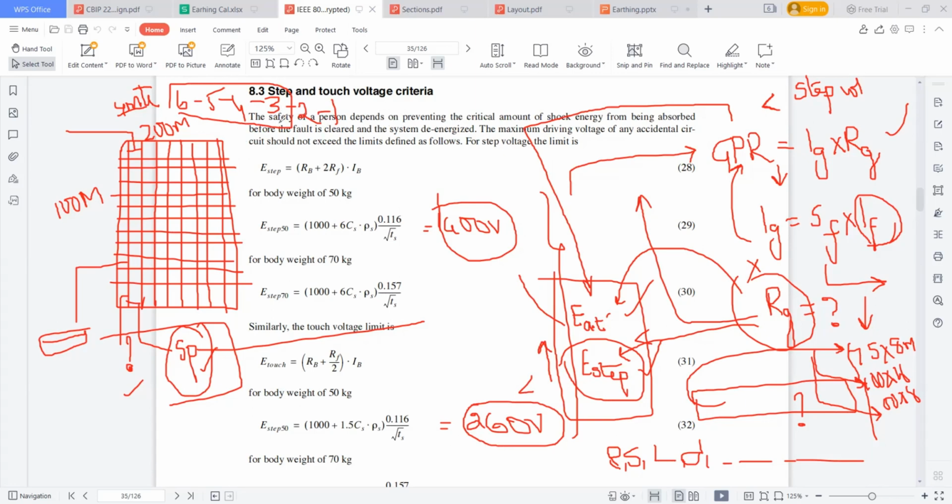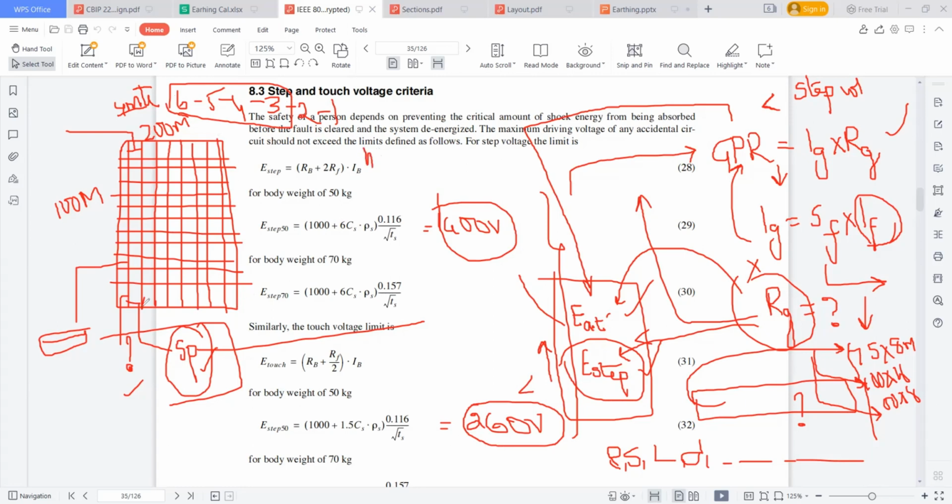That is again one more thing. So you have to meet both conditions: the touch voltage and the step voltage. So you have to look into this. If you are not able to meet this value by doing this, then you have to go for another parameter tuning. The next one is depth of laying.